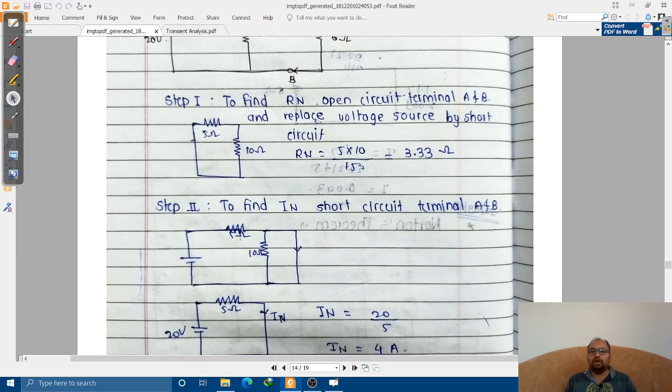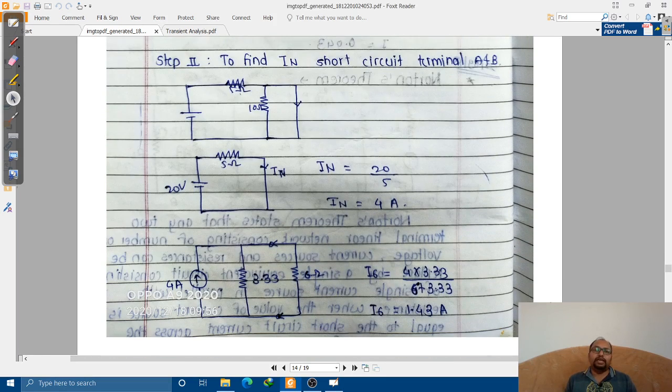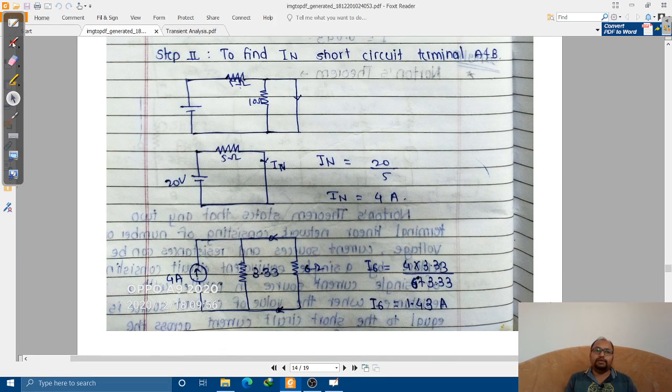Now let us find out how to go about finding the value of In. As I said, this is your step number 2: to find In, short circuit the terminals A and B. So these are the terminals A and B over here, and we have made a short circuit. Once I make a short circuit here, what is going to happen? This resistor is simply getting shorted, right?